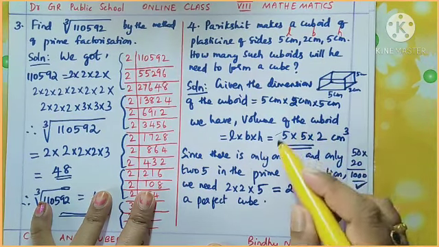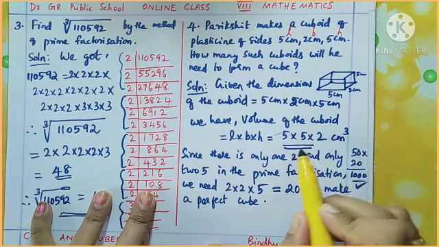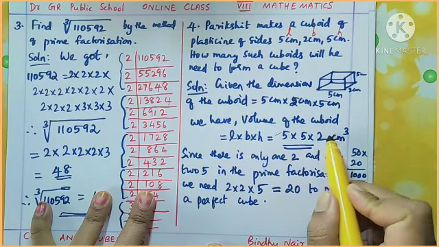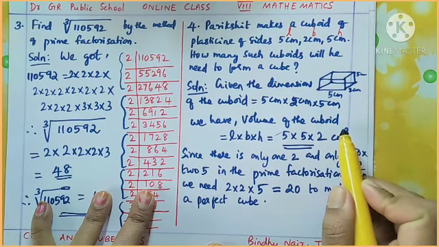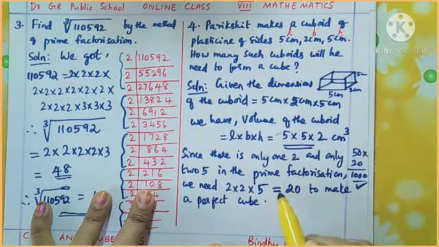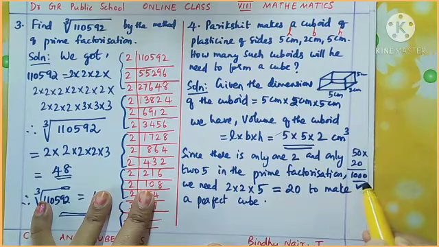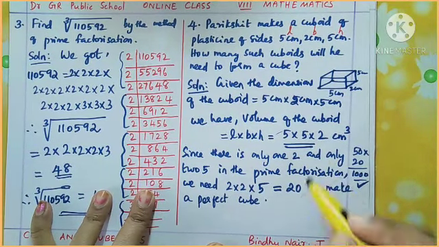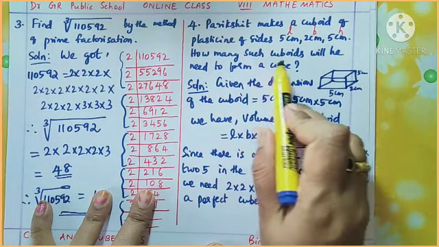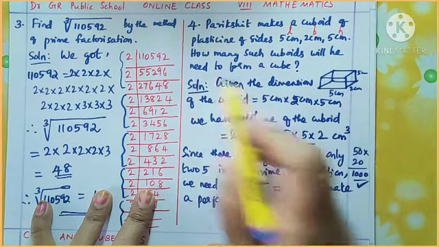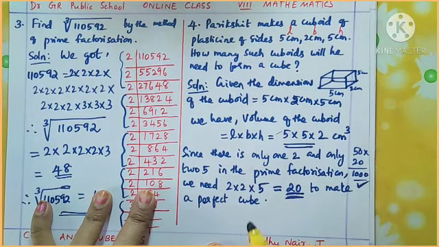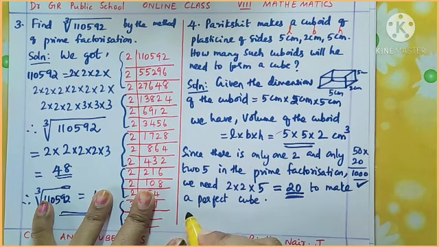So what was the volume of the cuboid first? It was 50 only. But when you multiplied that cuboid volume by 20 more, you got a perfect cube. So this is the conclusion of our answer. So here, how many such cuboids will he need? So this is the required answer. He needs how many cuboids? 20 cuboids. So that is the final answer.